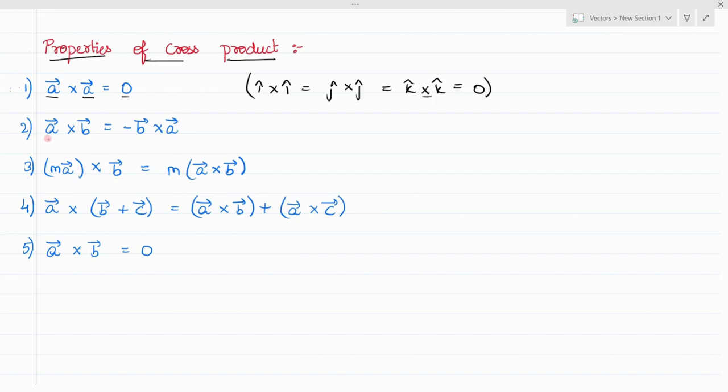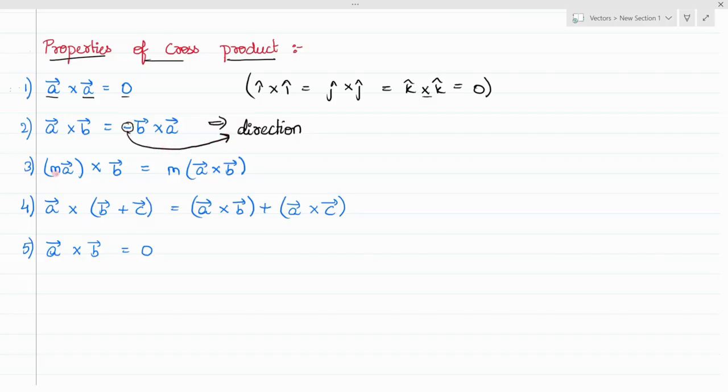Next property: A cross B is equal to negative of B cross A. Why? Because here we are talking about direction. Magnitude will be the same, but direction gets reversed. This is the reason the negative sign will come.